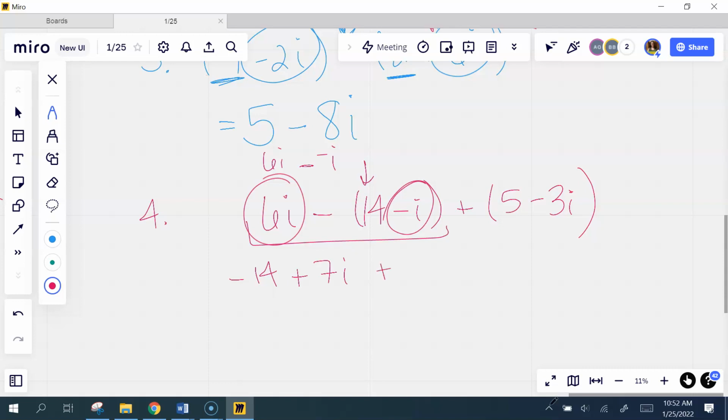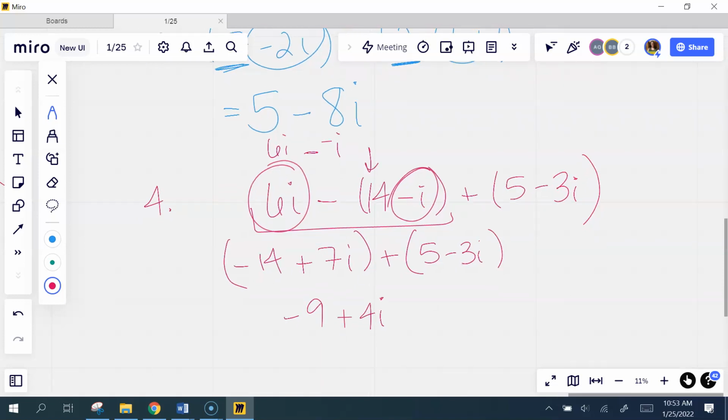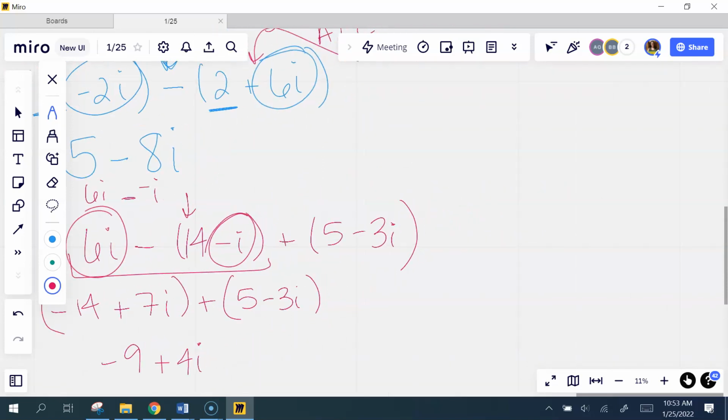Now I still have this plus 5 minus 3i over here on the end. So again, with the like terms, look at your real numbers first. What's negative 14 and 5? Negative 9, and what's 7i and negative 3i? Go with me? Make sense? Sure? Everybody okay? All right, let's multiply.